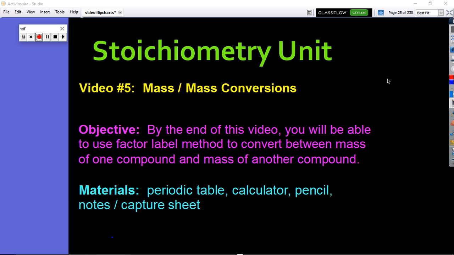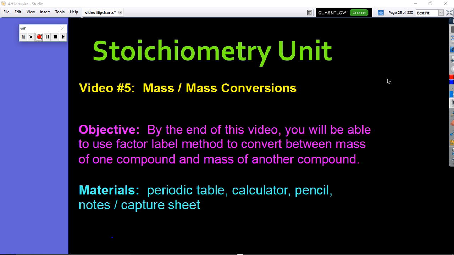This is the 5th video in the stoichiometry unit series. It is going to discuss mass-to-mass conversions. By the end of this video, you will be able to use the factor-label method to convert between the mass of one compound and the mass of a different compound.